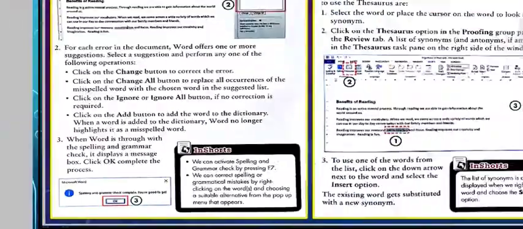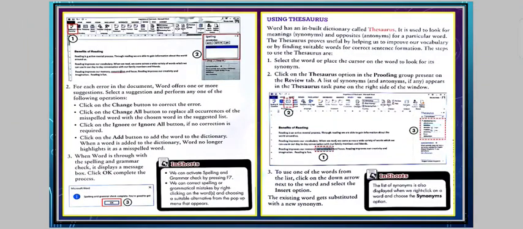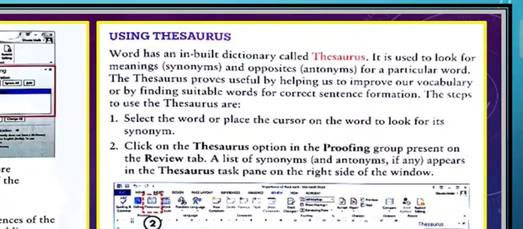Okay, next is thesaurus. So Word has an inbuilt dictionary called thesaurus. It is used to look for meaning, synonyms and opposite antonyms for a particular word. That means this dictionary is used to look for meaning, synonyms and antonyms of a particular word.